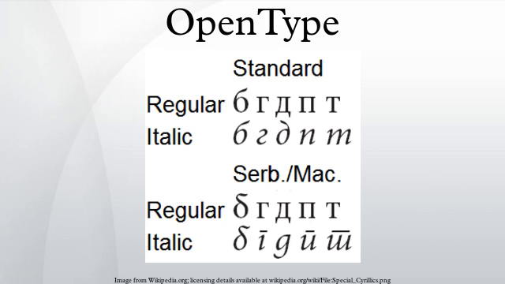Serbian Cyrillic solution. Serbian and Macedonian Cyrillic use some language-specific glyphs. In Unicode these are encoded in a single code point. OpenType allows showing these language-specific glyphs.